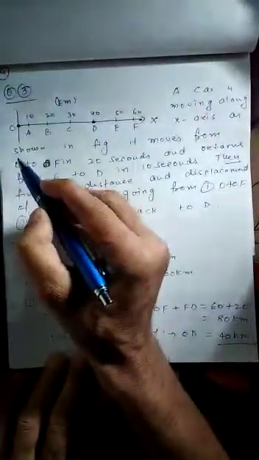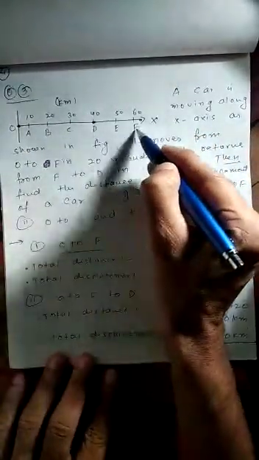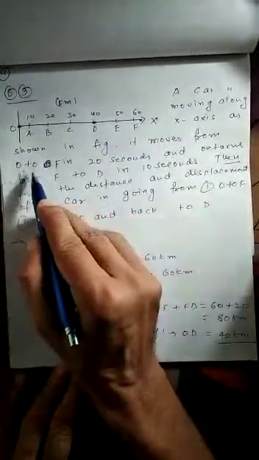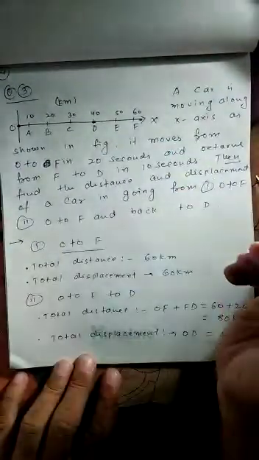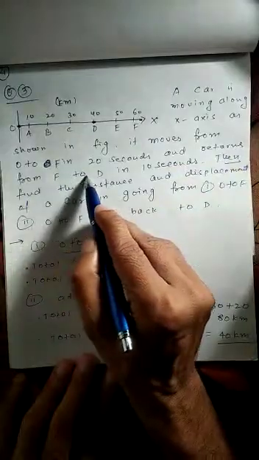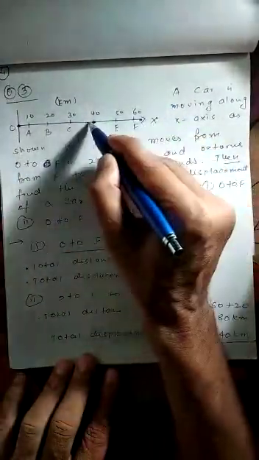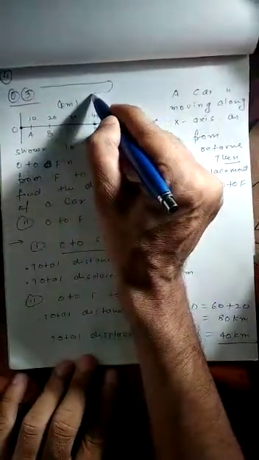Now, take another question. In figure, this is the figure. This is given in kilometer, and this is the point A, B, C, D, E, F. A car moving along x-axis. This is x-axis. As shown in figure, it moves from O to F. First, it moves from O to F in 20 seconds and returns from F to D. Come back along F to D. Means the car first went like this, then from here returned and came back like this.